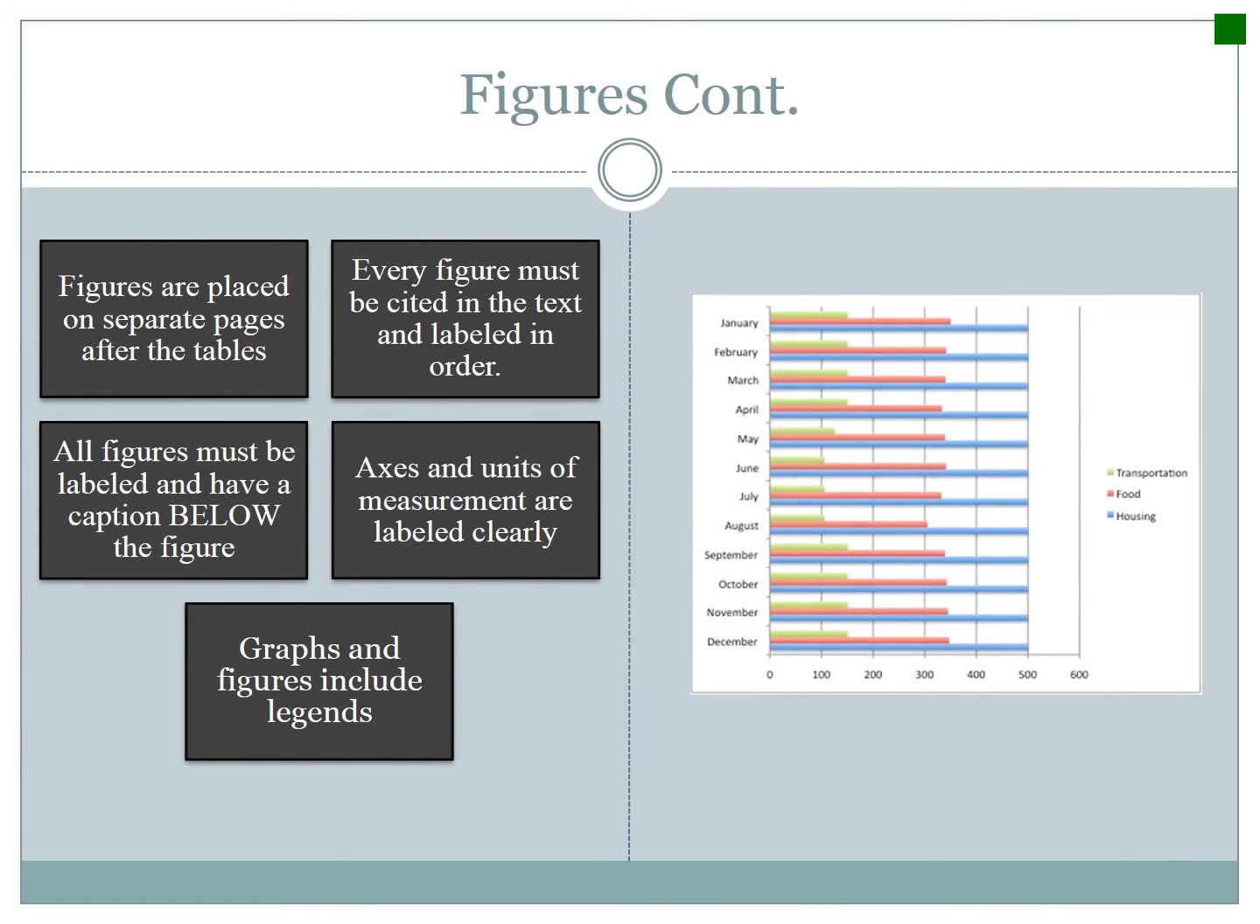Here are some important things to remember when reporting figures. Figures are placed on separate pages after the tables. Every figure must be cited in the text and labeled in order. All figures must be labeled and have a caption below the figure. Axes and units of measurement are labeled clearly. Graphs and figures include legends.